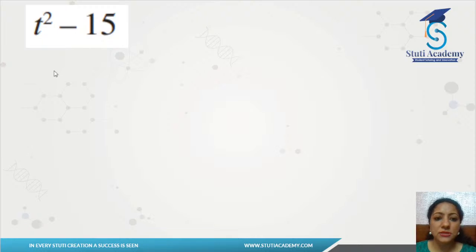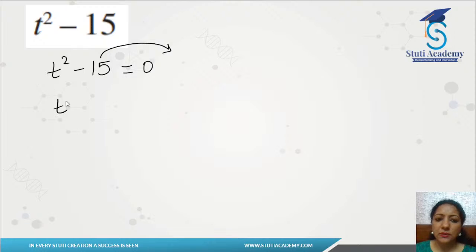So how to solve for the zeros? We have t square minus 15. We don't need to split the middle term in this case. We have to find the value of t so that this polynomial is 0. You can equate it to 0. Now let's see. I'm going to take this 15 to the other side. We have t square is equal to 15.